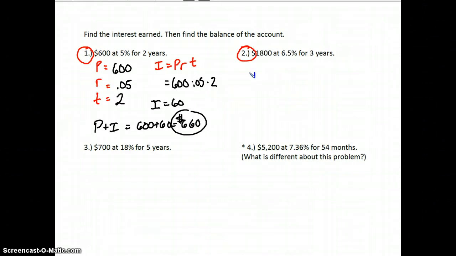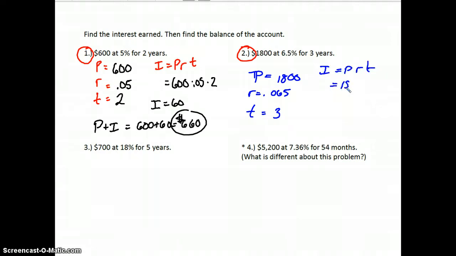Number two, the principal, what you put in, is $1,800. Rate is 0.065, and T is 3 years. So it's I equals PRT. We have 1,800 times 0.065 times 3. When you do the math there, we get an interest of $351. We'll add that back to the principal, 1,800 plus 351, and that gives us a total of $2,151.